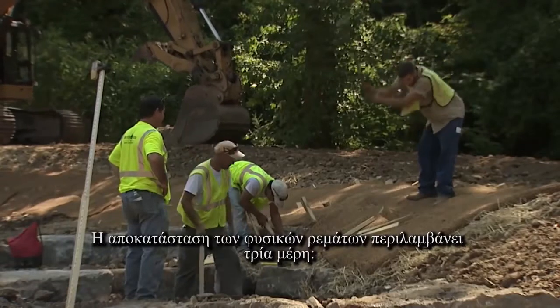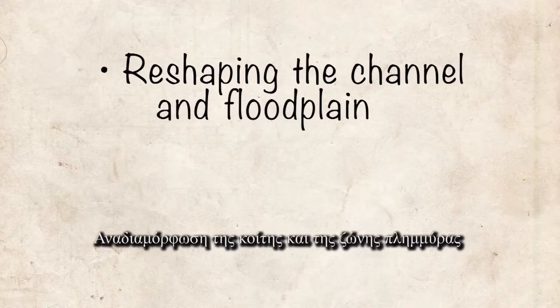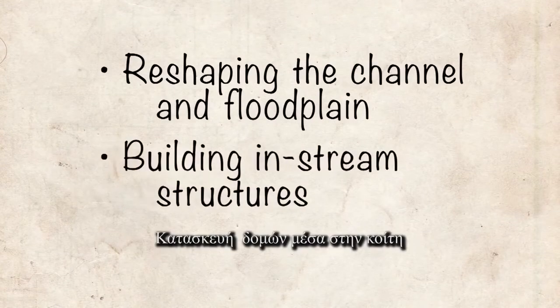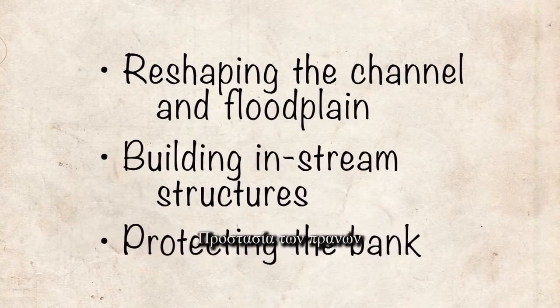Natural stream restoration includes 3 parts: reshaping the channel and floodplain, building in-stream structures, and protecting the banks.